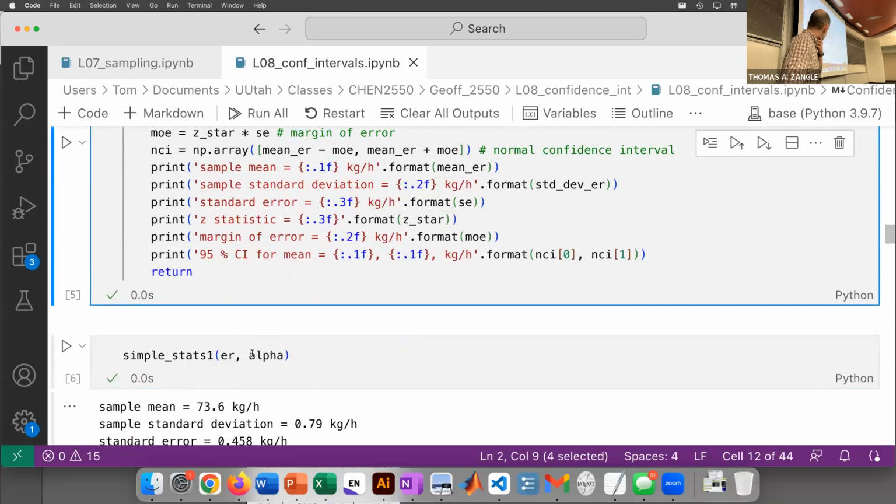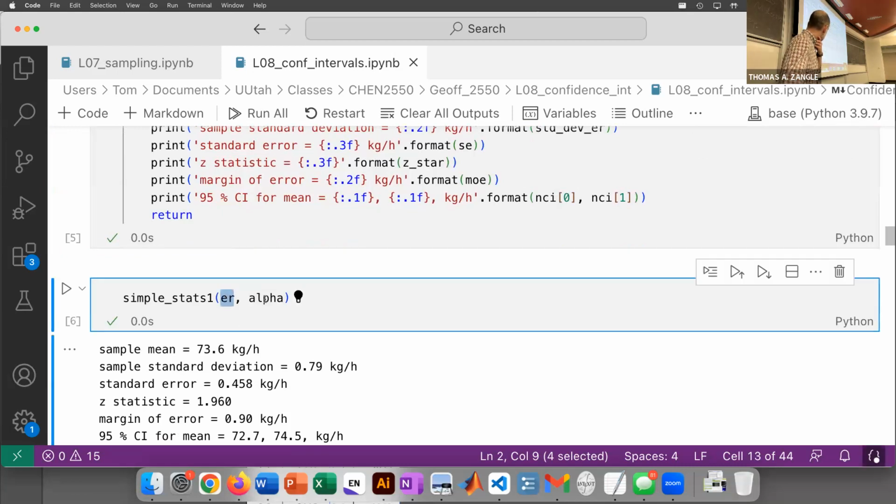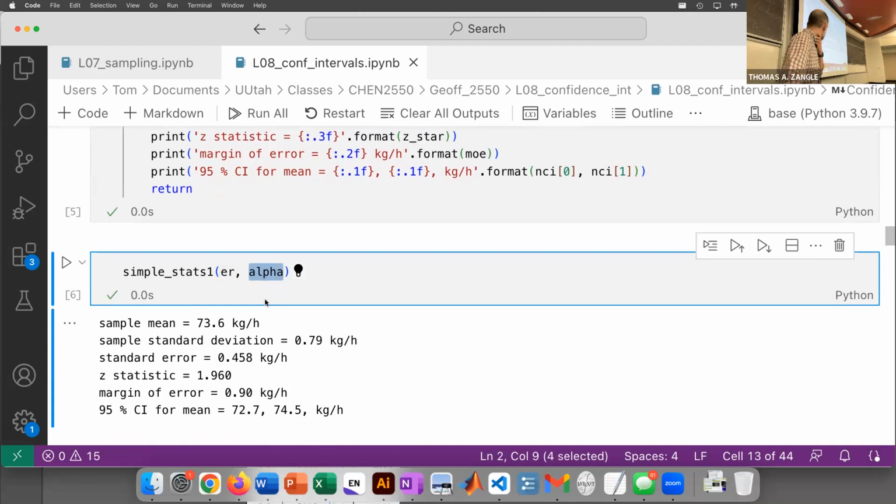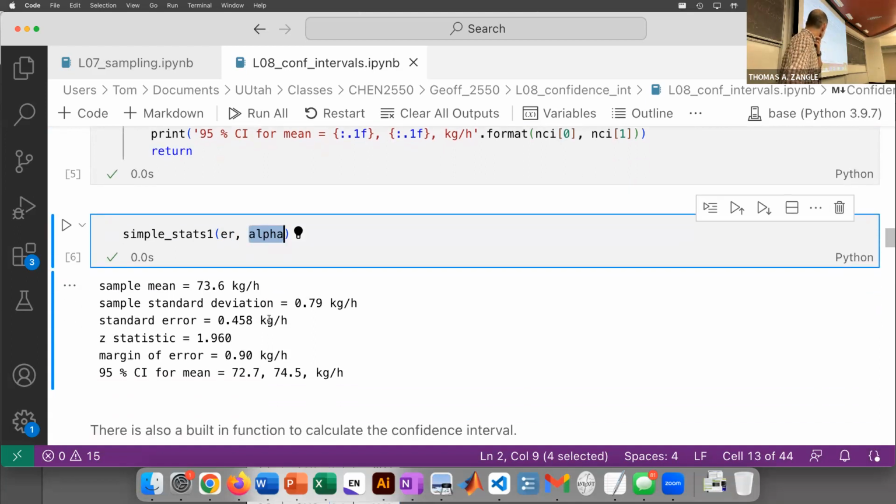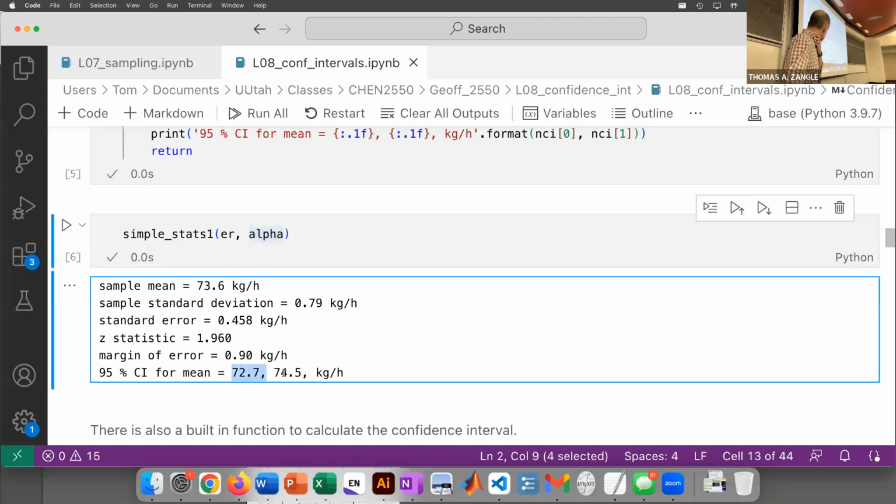So if we run this function for our list of data with alpha equal to 0.05, so we're making the 95% confidence interval, we end up with a 95% confidence interval for the mean of 72.7 to 74.5 kilograms per hour. So again, based on the incorrect assumption that the mean values we would see here are normally distributed, we end up with this range of values. And we'll compare that to the correct calculation just down below.